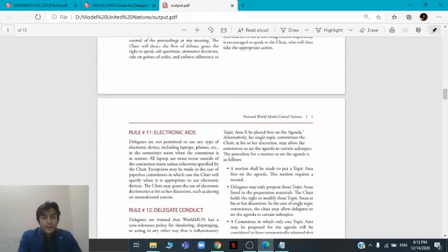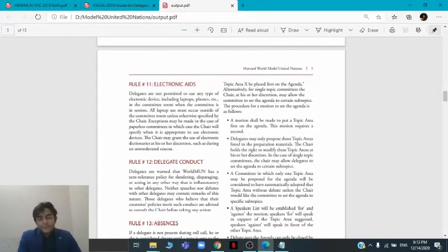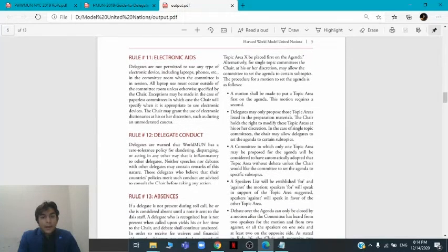Electronic aid here refers to any type of electronic device, for instance laptops, phones, music players, AirPods, and all those things, which are not permitted. The main purpose of not permitting electronic aid is that you keep your focus in the committee, right? Exceptions can also be made by the chairs, for instance, you can work on electronic devices, laptops, while drafting your working paper or your draft resolution, and all those things.